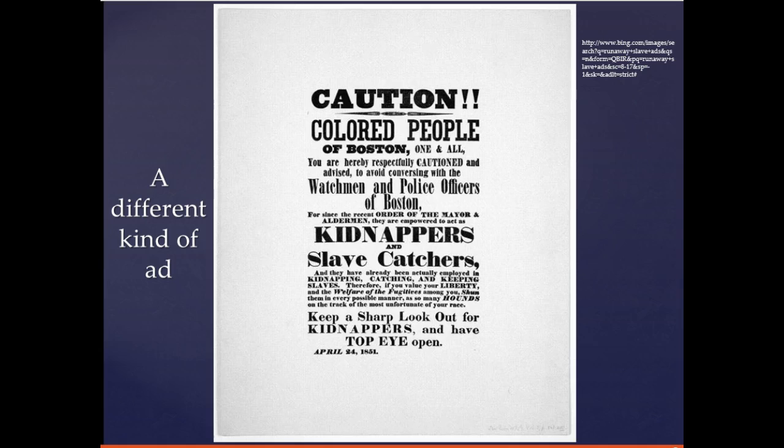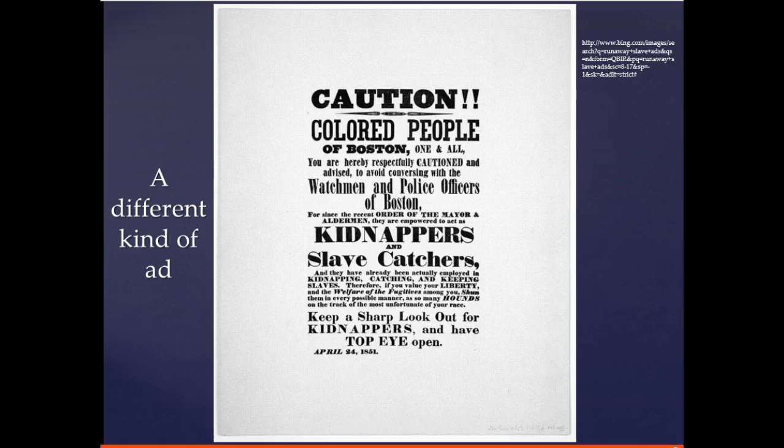This is a different kind of slave ad here. This one says, "Caution, colored people of Boston. You are hereby respectfully cautioned and advised to avoid conversing with the watchman or police officer of Boston, for since the recent order of the mayor and aldermen, they are empowered to act as kidnappers and slave catchers."